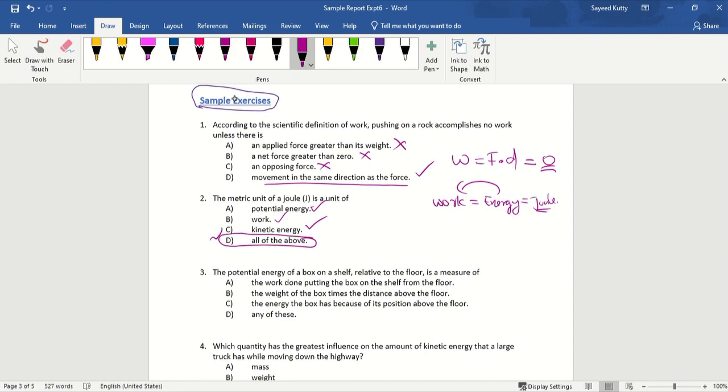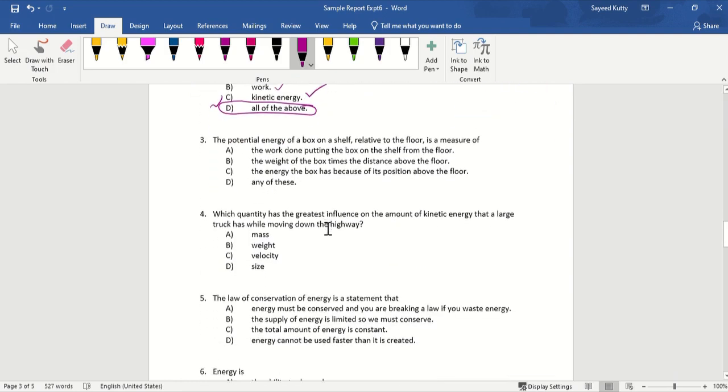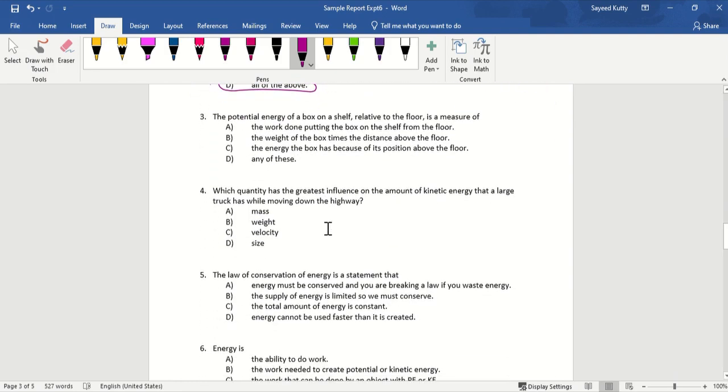So these are units. Now let's move to the third question. All of you please read it and try to answer. The potential energy of a box on a shelf related to the floor is a measure of... That means this is the floor, and this is a shelf, and on top of the shelf there is an object. Then we know that the potential energy is stored here.